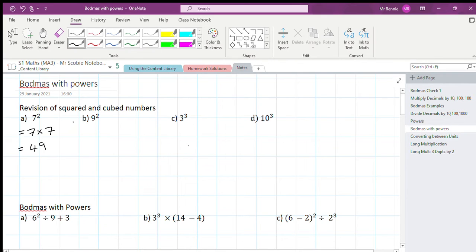Next one would be 9 squared. So again, if it's squared, it means times by itself. We don't times it by 2, we times it by itself. 9 times 9, we get the answer 81. So that should be remembering how squared numbers work.